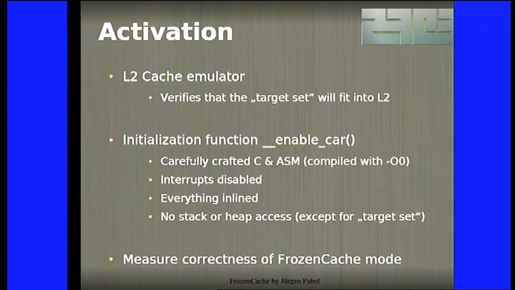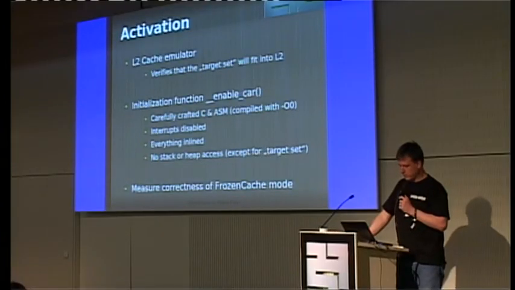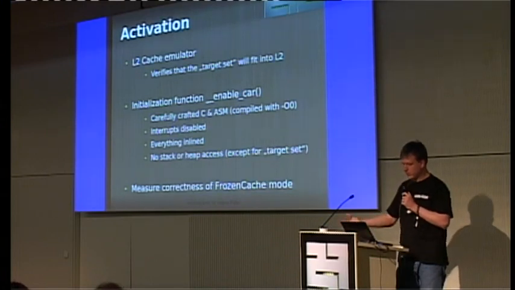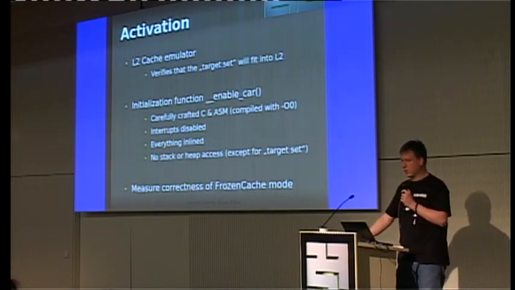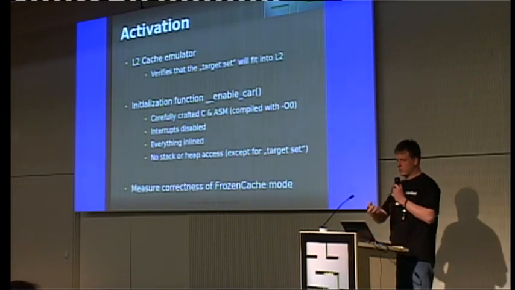So everything is inline, so there are no calls, so that I have a chunk of code that will execute, and this is all in one block that I could then consider for the calculation of the cache layout. And there's no stack or heap access, because that would also impact the data in the cache. And of course, the only exception for that is the target set, that what you want to be in the cache.